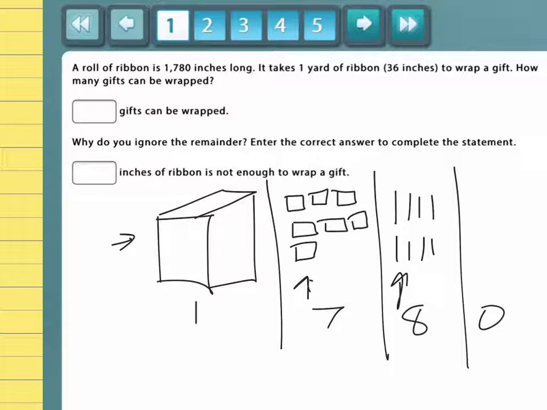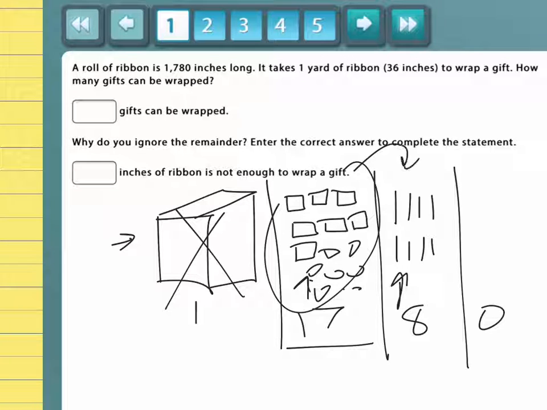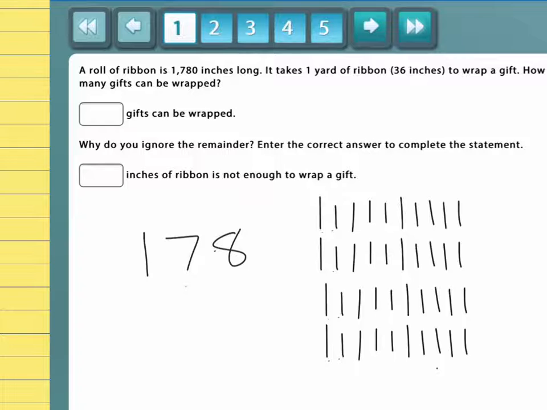So I need to regroup this 1,000 into hundreds. So 1,000 will equal 10 hundreds, plus the 7 hundreds, 1,700. I'm not going to draw this, but if you had 17 hundreds, you still cannot make a group of 36 with 17 hundreds. So you have to regroup all of these and change those into tens, and you're going to end up with 178 tens. Now I'm not going to draw 178 tens, that'd be too much, but you get the idea. That's why I'm taking away groups of 36.